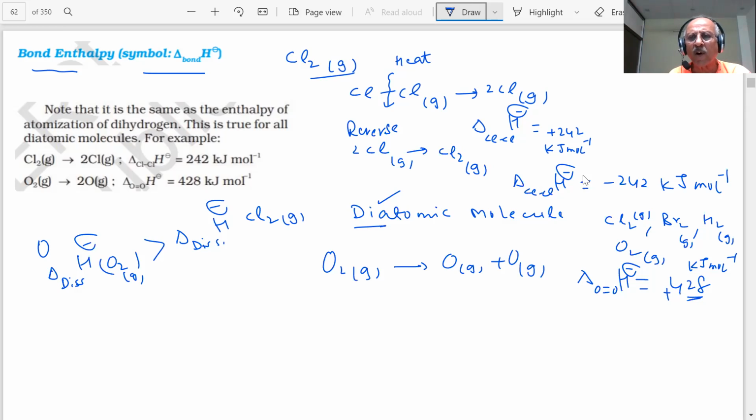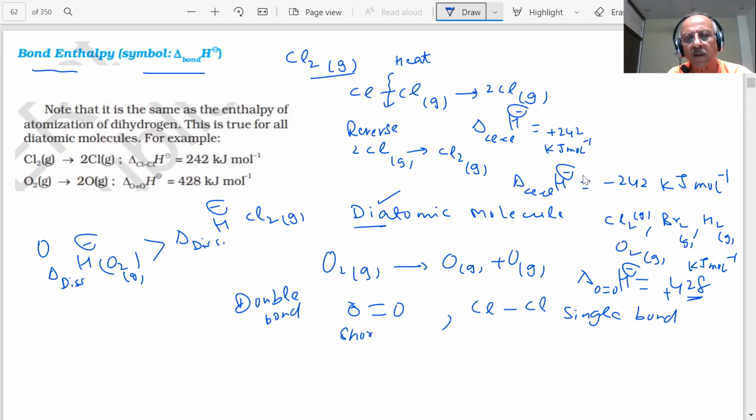Oxygen is a double bond and Cl is a single bond. This is a double bond, so more energy will be required because it is a double bond. This is a single bond. This is longer, this is shorter. This bond length is shorter, and this bond length is longer.